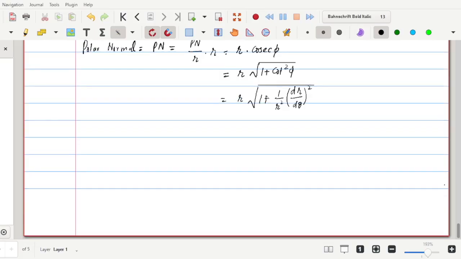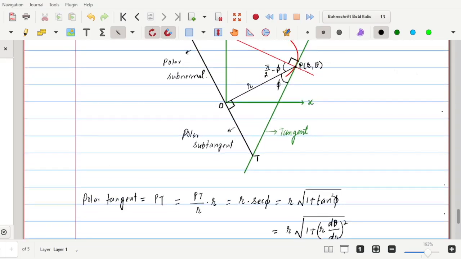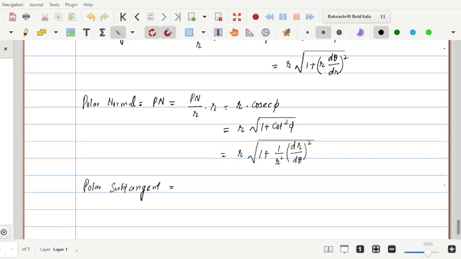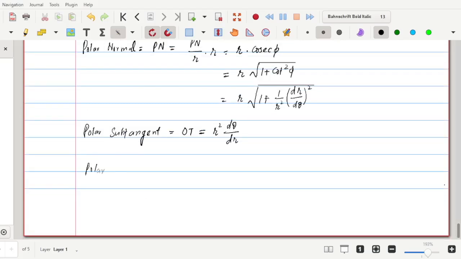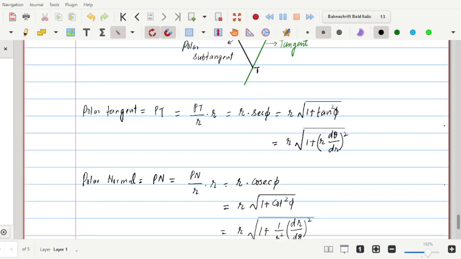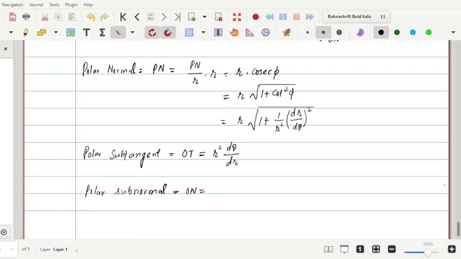On similar lines, we can also evaluate the polar subtangent. And polar subtangent here again, in this triangle TOP, which is right angled at O, with the angle phi here, then this OT is the polar subtangent. This can similarly be evaluated. This is equal to r square d theta by dr. And similarly, the polar subnormal. Now, in the above figure, this polar subnormal is actually ON. So this ON is also given by dr by d theta.